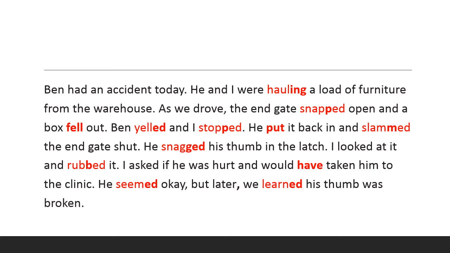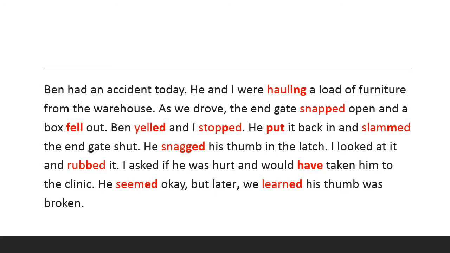And as we drove, the end gate snapped. Though in the previous version we had snaped with a single P, when we form the past form of snap, it's snapped, with two P's. And a box fell out, not fall out, but fell out. Ben yelled and I stopped. Again, the past form of stop is formed by using a double P. He put it back. It's not putted it back, but put it back.